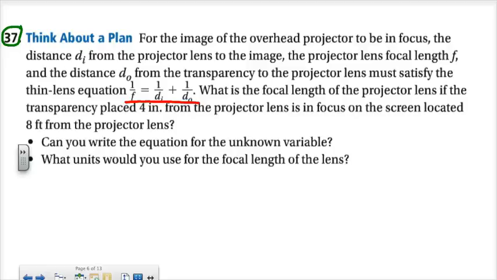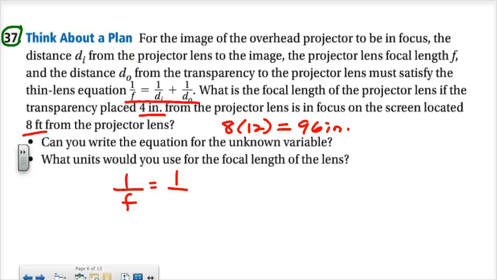Usually d sub 0 is what we're going to use in science or in statistics to talk about the original distance. What is the focal length of the projector lens if the transparency placed 4 inches from the projector lens is in focus on the screen located 8 feet from the projector lens? Oops. Inches, feet. Can't let that get past us. Let's put them both in inches. So there we go. So now what we need to do is we need to throw that into the formula, and we're looking for 1 over f.